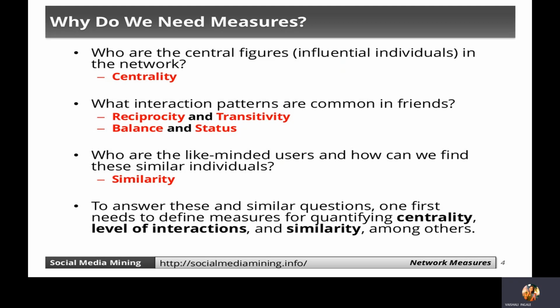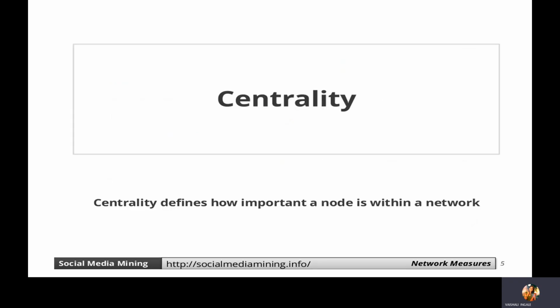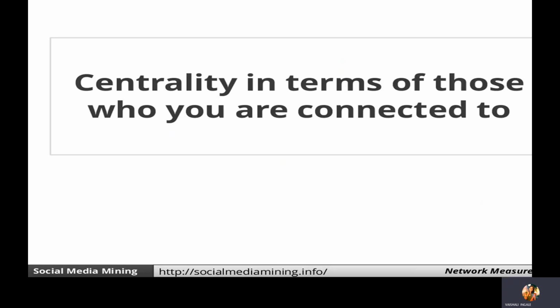So to identify the centrality, the level of interaction as well as the similarity among the users, we do require measurement of the network. So the first thing that we are going to see in today's lecture is how to define the centrality within the network.